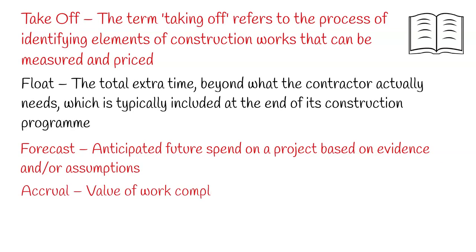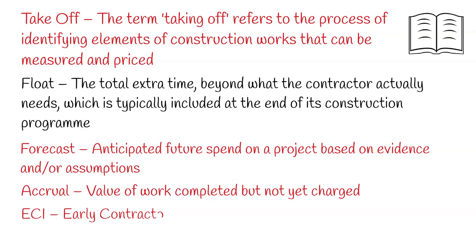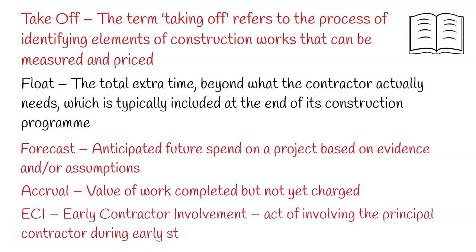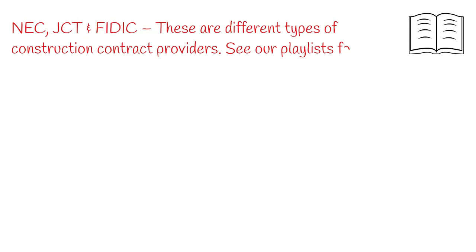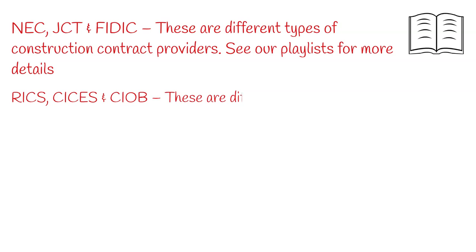Accrual. Value of work completed but not yet charged. ECI, early contractor involvement. The act of involving the principal contractor during early stages of design for professional input. NEC, JCT and FIDIC. These are different types of construction contract providers. See our playlist for more details. RICS, CICES and CIOB. These are different types of chartership institutions.